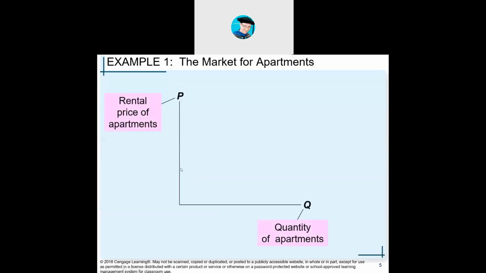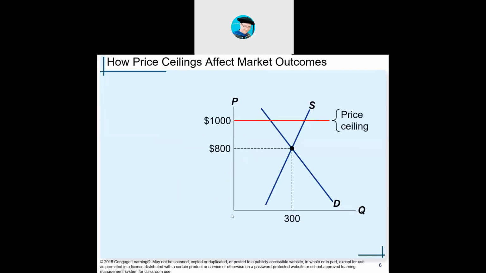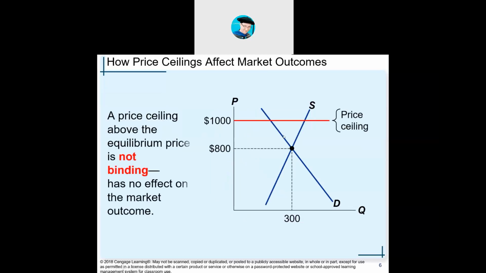Okay, so let's take a look at how price controls set by the government have an impact on supply and demand. So the rent control for an apartment: $800, the market can have 300 units of apartments. The price ceiling is 1,000. So what that tells us is that if there are fewer units on the market, they still cannot go above 1,000, regardless of how many units are on the market.